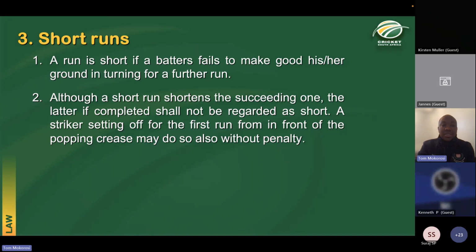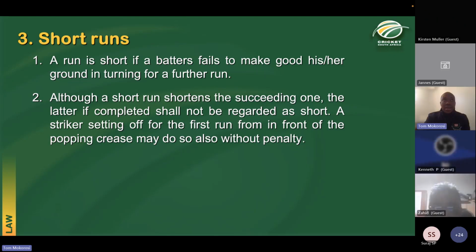Also, we often find that some batters bat from outside of their crease, and the law here tells us that a striker setting off for the first run from in front of the popping crease may also do so without penalty. So that means the likes of David Miller, who bat far outside of their popping crease, when he runs a quick single, he does not have to go back into his crease to start the run. He can take off from the position that he has hit the ball from and complete the run at the opposite crease.